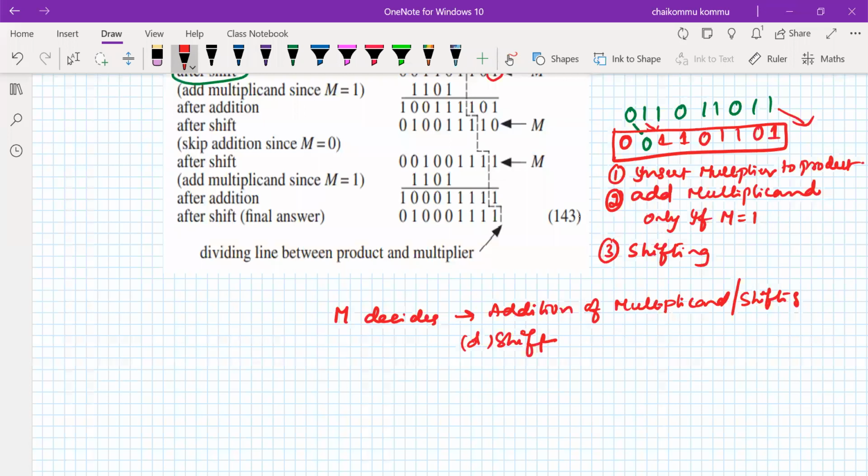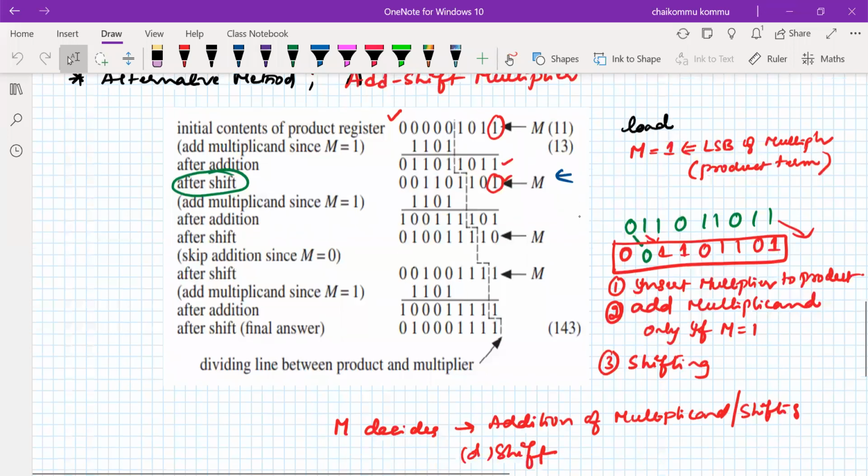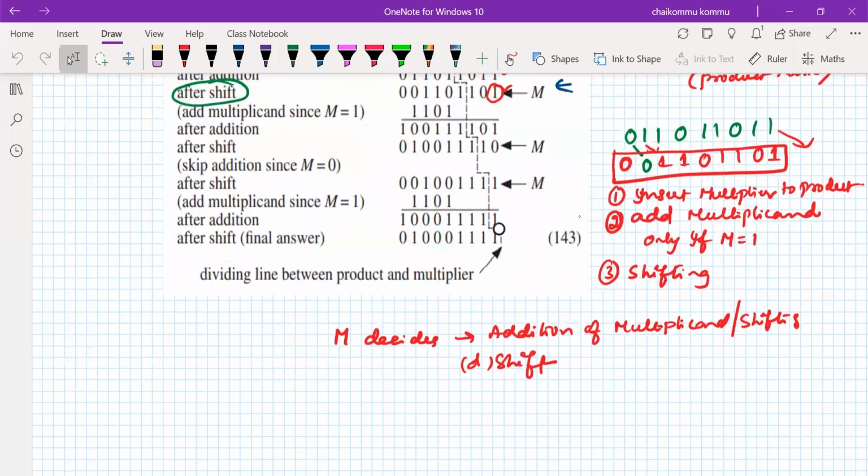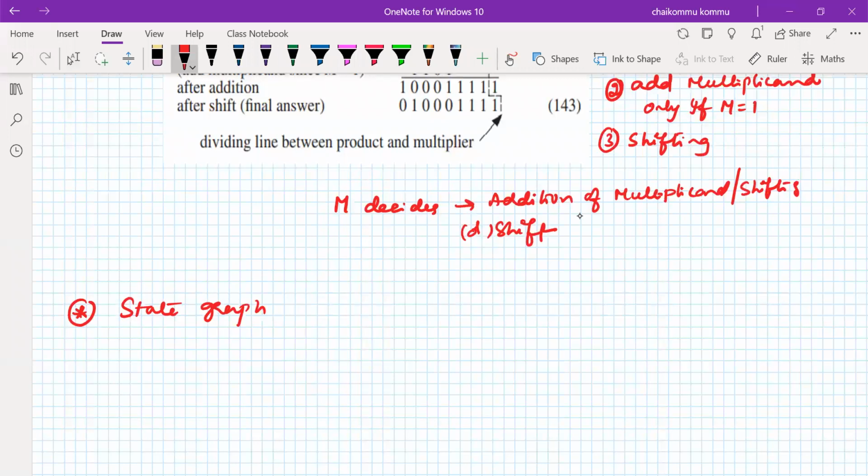Okay, fine. Now let us try to draw the state diagram for this. We are not going to draw the SM chart directly. Better to first draw the state diagram and then we'll look at that. So let us write the state graph of the multiplier. Okay, the state graph of the multiplier. Better to consider it as the state graph of the multiplier control unit.